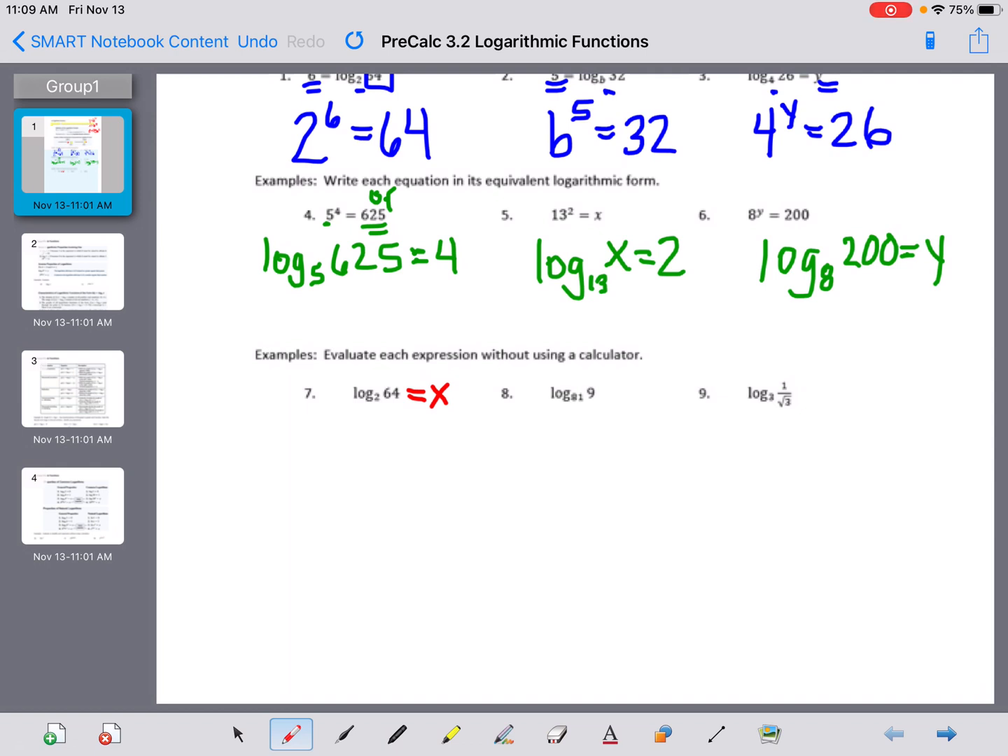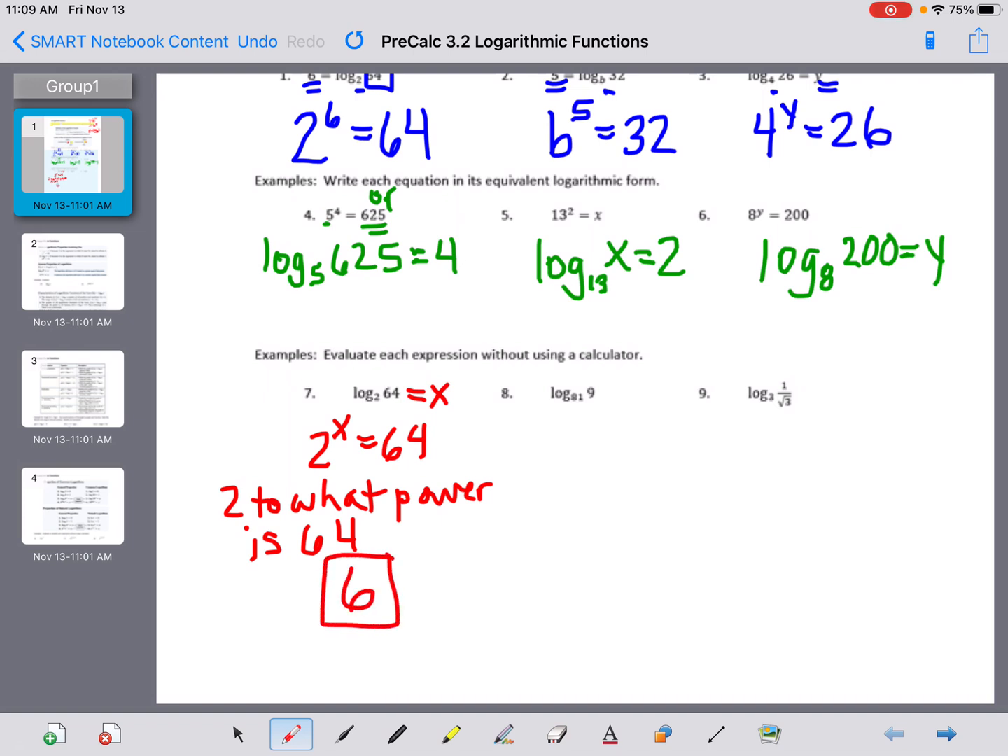So if I change that into a power, I'm thinking 2 to what power equals 64? If you're thinking about it in your mind, you might just think 2 to what power is 64? That's what this is saying. Well, 2 times 2 is 4, times 2 is 8, times 2 is 16, times 2 is 32, times 2 is 64. That was 6 2's, right? So the 6th power is what we get. So log base 2 of 64, if I evaluate it, is 6.